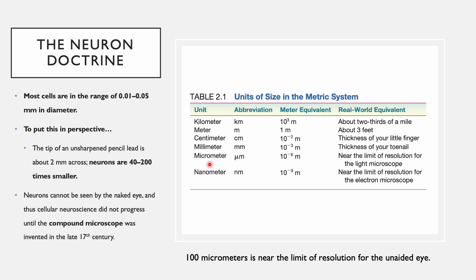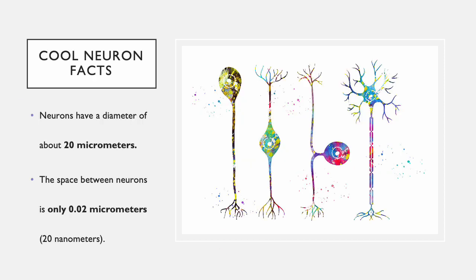So thus, we couldn't actually look at neurons and study cellular neuroscience until the light or compound microscope was created in the 17th century. The neuronal cell body is generally about 20 micrometers in diameter. The cell body contains the nucleus and the genetic material within the cell.